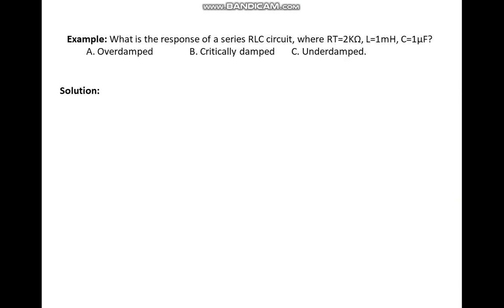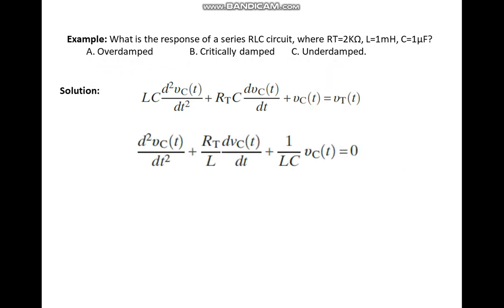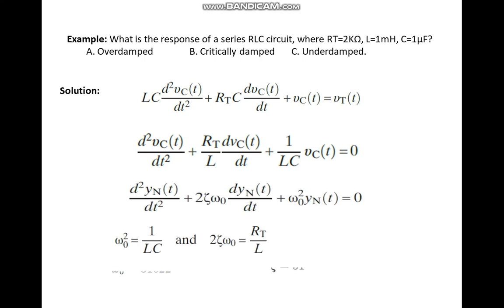As an example, suppose we need to identify the response of a series RLC circuit with the circuit elements having values RT equal to 2 kilo ohms, inductor equal to 1 millihenry and capacitor equal to 1 microfarad. We calculate the values of omega naught and zeta in the same way as in the previous example. Since the value of zeta is found to be 31, and we know from the previous table that if zeta is greater than 1, the response of the system is overdamped, option A is the correct choice for the given values of circuit elements.